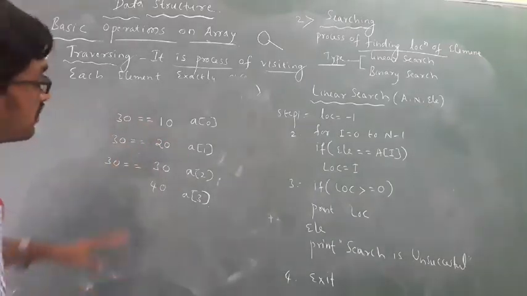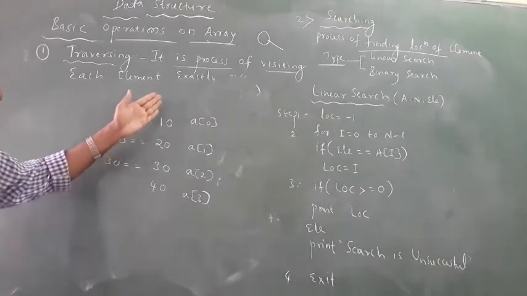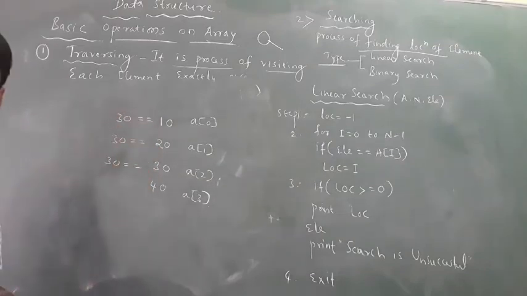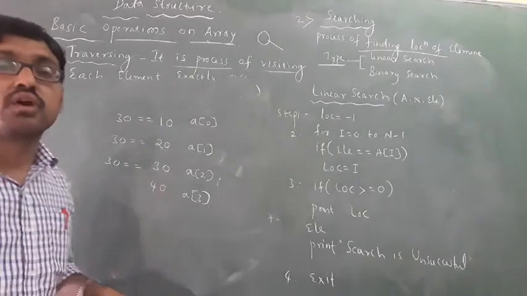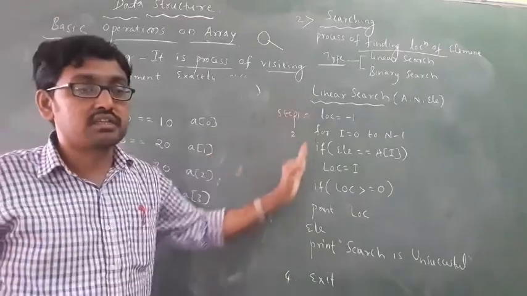Linear search means this is your element, and your element is compared with all these elements. Then you find the location. That type of searching is called linear search.